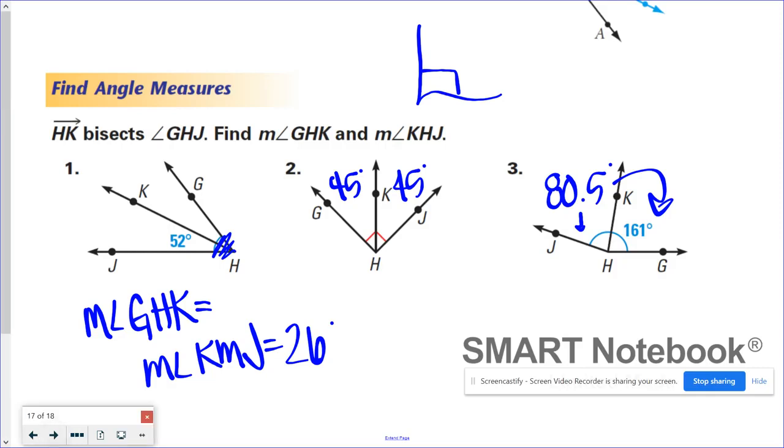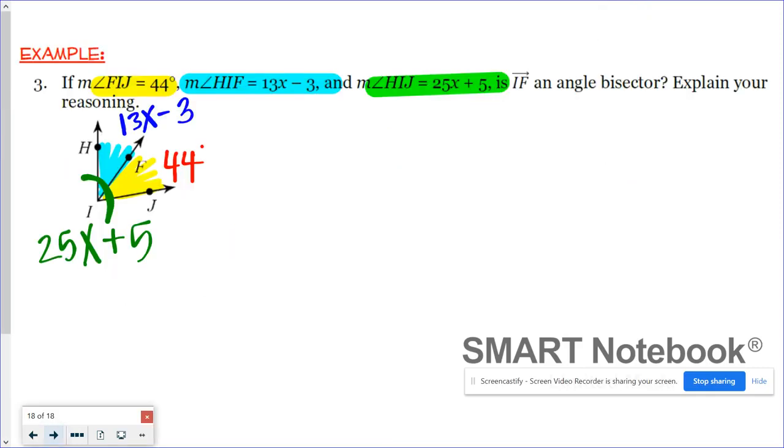But let's step that up. In this example, it says the measure of angle FIJ is 44 degrees. I've highlighted that angle in yellow. And the measure of angle HIF is 13x minus 3, which I have in blue. And then the whole big angle, angle HIJ, is 25x plus 5. Is ray IF an angle bisector?